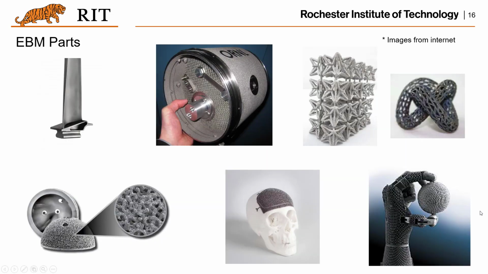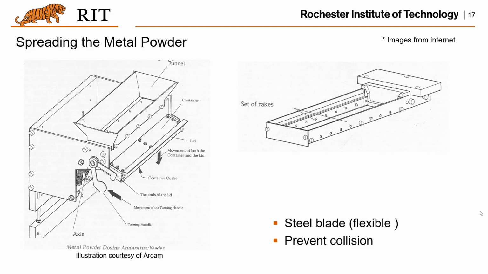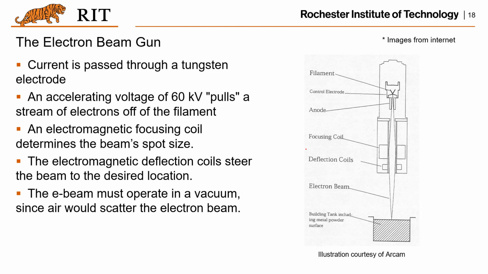And here are some very nice parts made by electron beam melting. As you can see here, we have a blade-like mechanism to spread the metal powder. Again, as I mentioned previously, this kind of design will prevent collision. Another good point is it can spread the powder two ways, from both directions, right? And here are the electron beam guns.